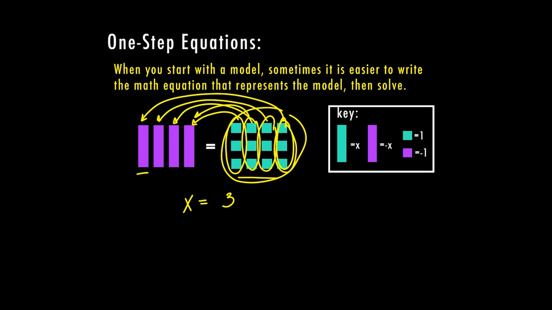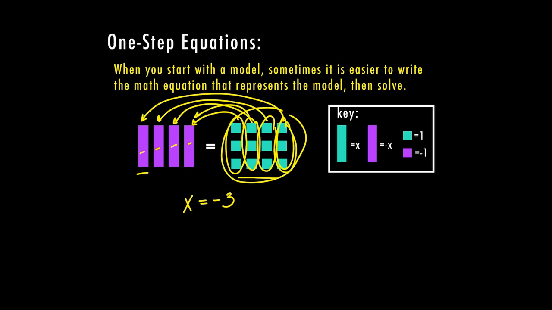But I have a little situation here because these are all negative x's. And if I have a negative and I combine it or multiply it or divide it in this case with a positive, I'm going to end up with a negative. So I have 3 ones in each negative x. So now x equals a negative 3.